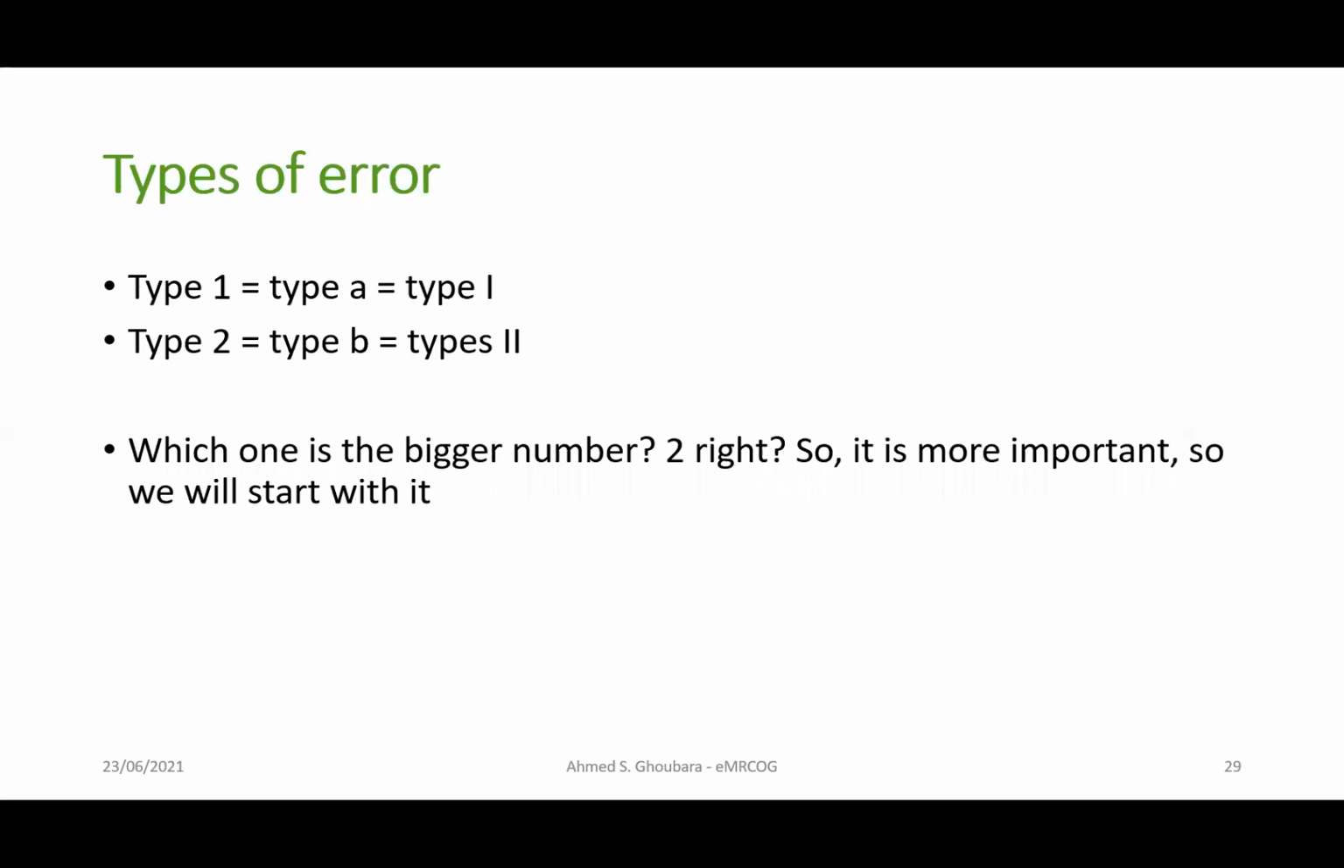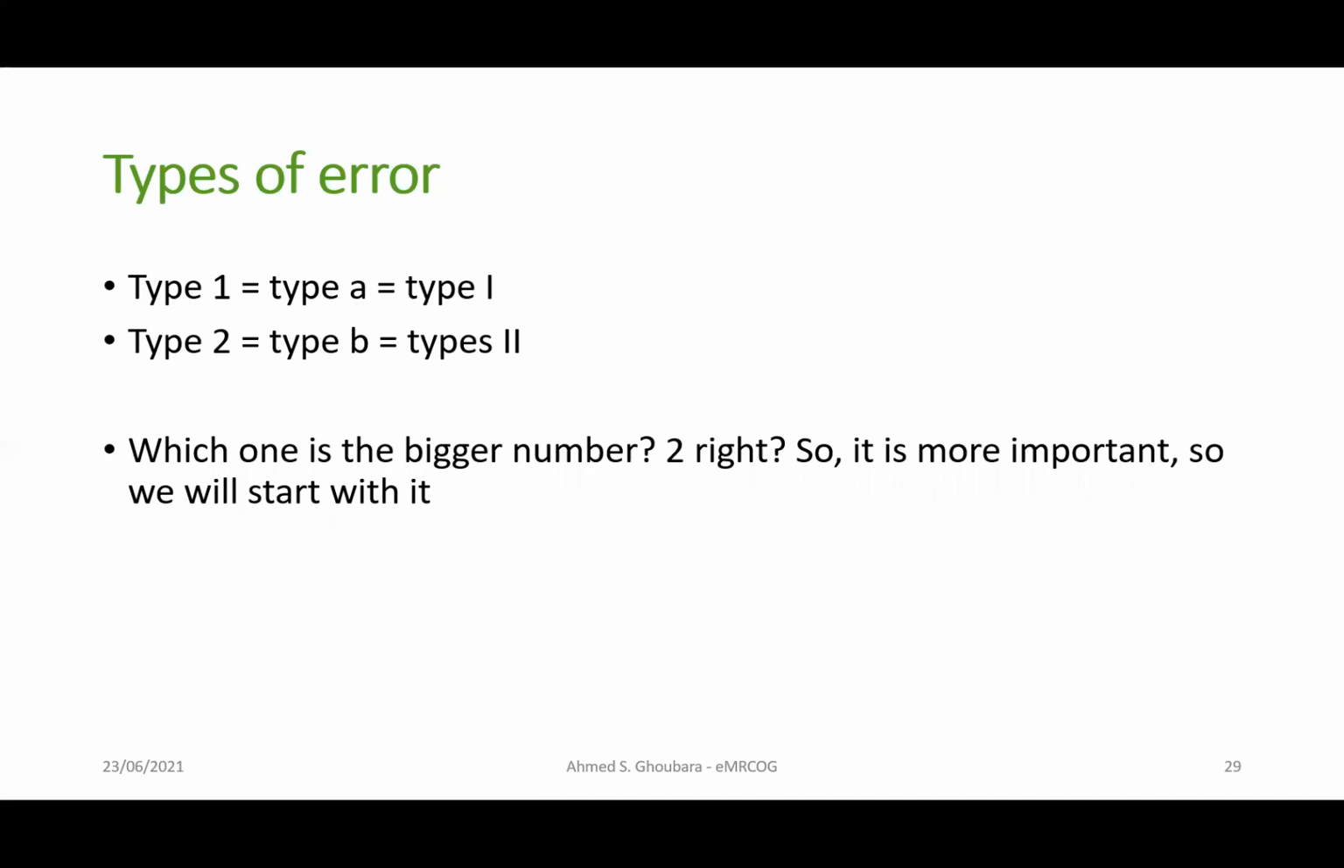This brings us to the types of statistical errors. We have two types, type 1 and type 2. Sometimes type 1 is referred to as type A, sometimes type 2 is referred to as type B. We need to study those errors very carefully. And I'm going to start with the type 2 error. Why type 2? Because type 2 is the bigger number, 2 is much more important. Think of it like a mnemonic.